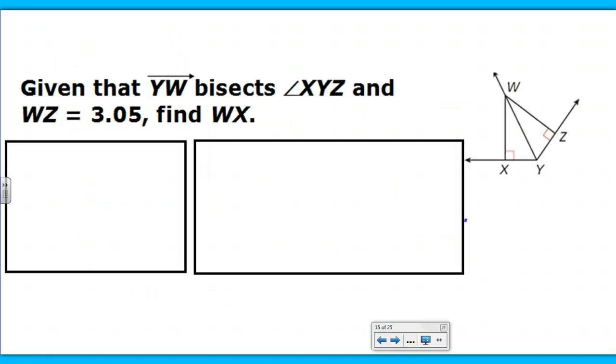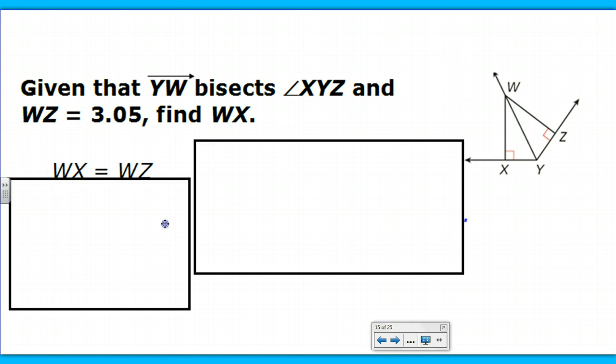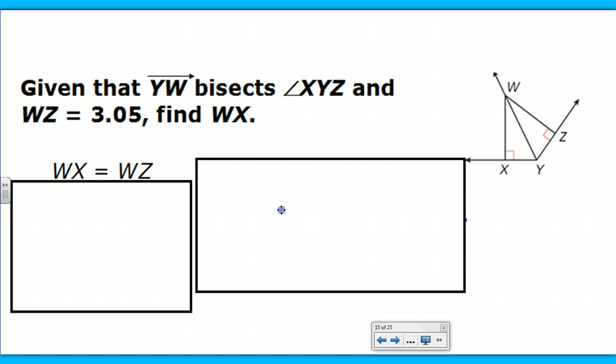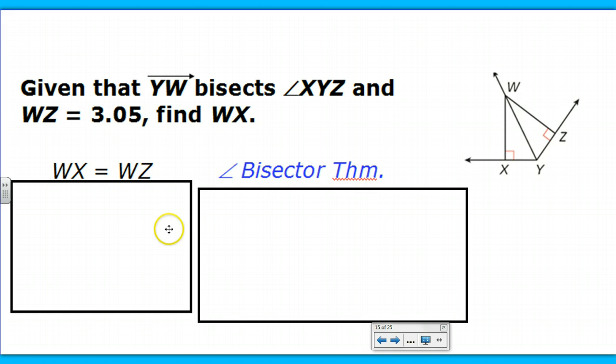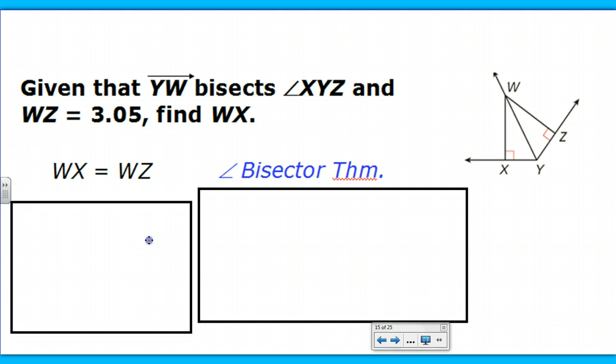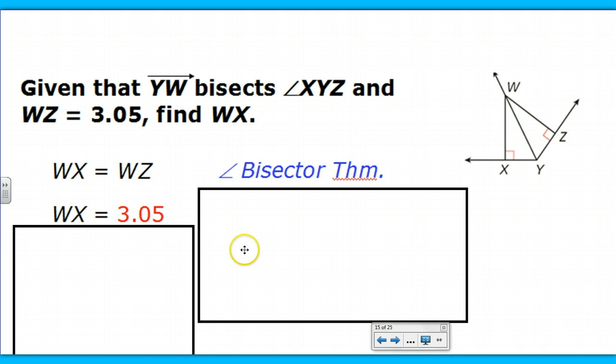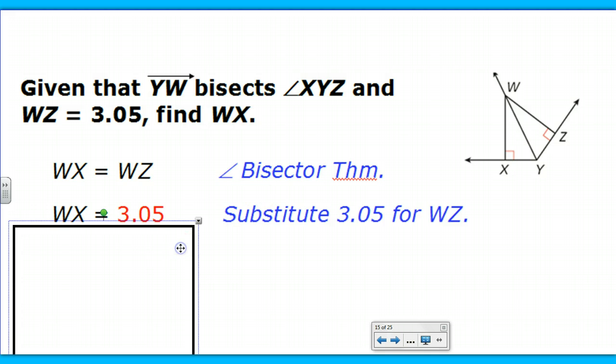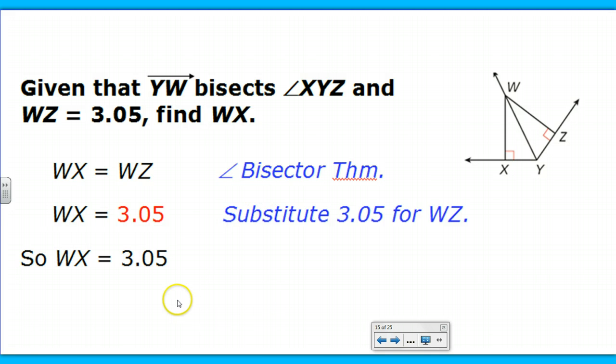Okay, in this case, we are given that YW, that ray, bisects angle XYZ. And we are given WZ equals 3.05, so find WX. As I'm sure you know, WX definitely must equal 3.05, right? We can start by stating that these two lengths must be equal, given the angle bisector theorem, so we can simply substitute 3.05 for WZ, and by substitution we know that WX equals 3.05.